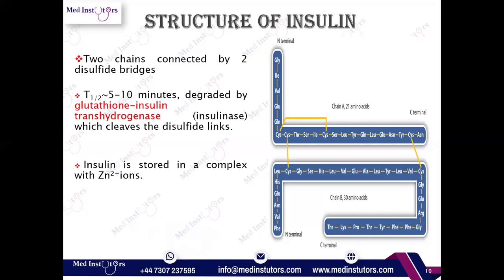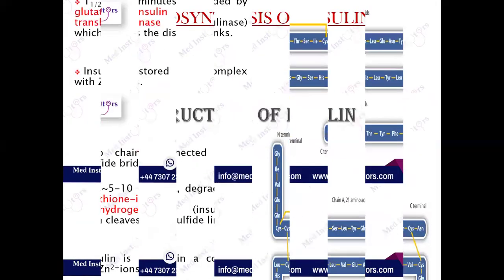Inside the pancreatic beta cells, insulin is stored in a complex with zinc ion. So these are the things you can remember about the structure, storage, and destruction of insulin.